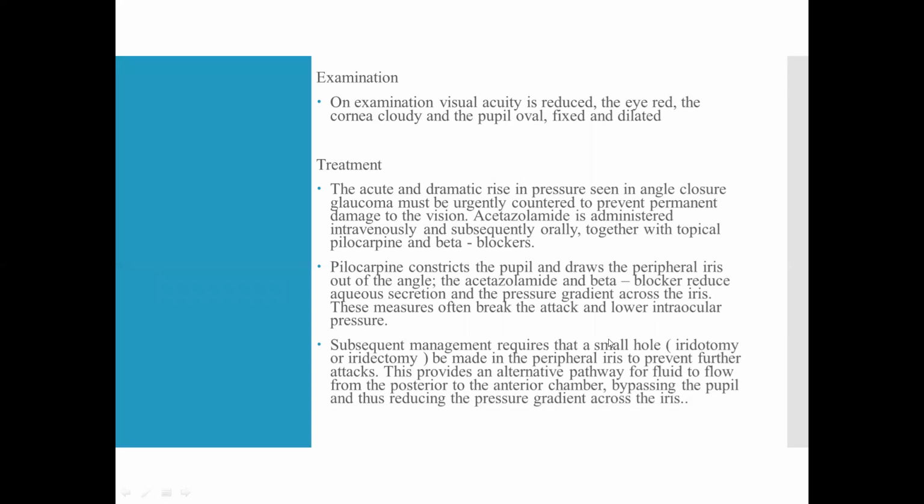Subsequent management requires that a small hole, which is an iridotomy or iridectomy, be made in the peripheral iris to prevent further attacks. This provides an alternative pathway for fluid to flow from the posterior to the anterior chamber, bypassing the pupil and thus reducing the pressure gradient across the iris.